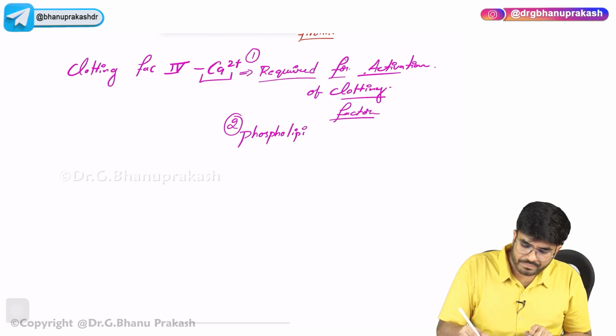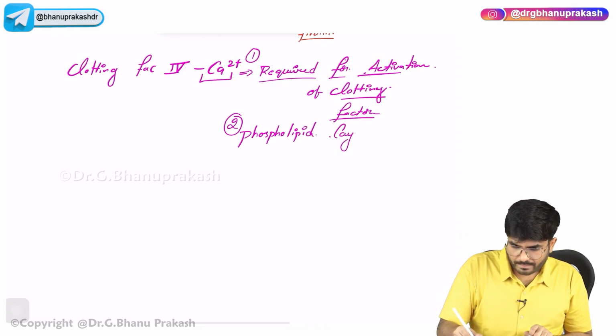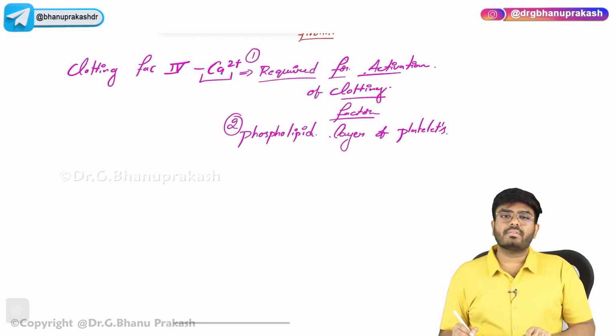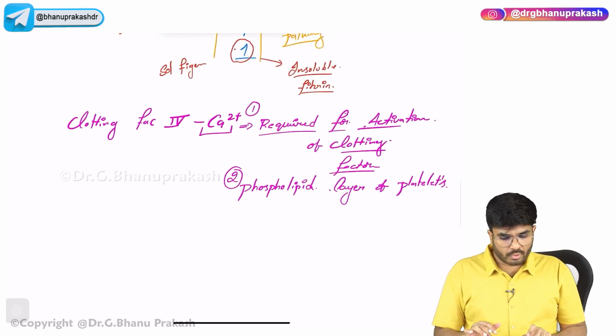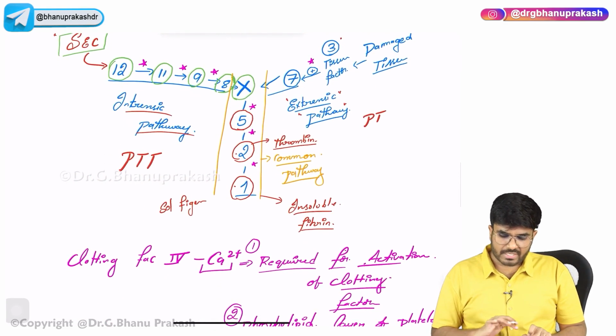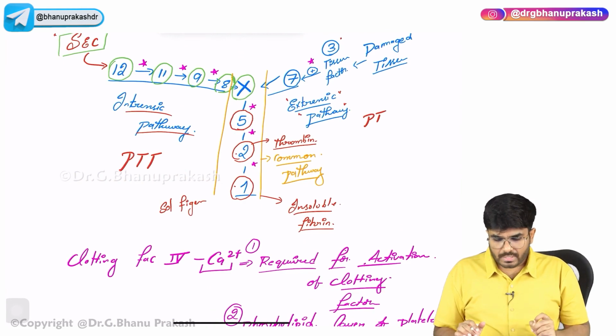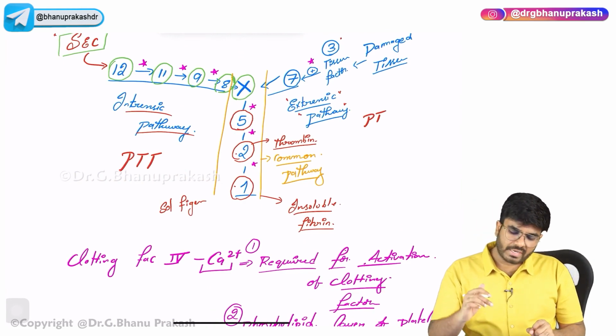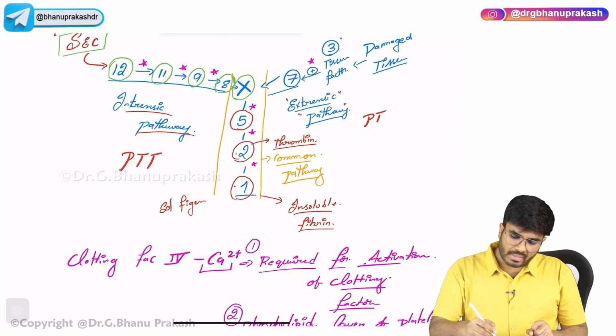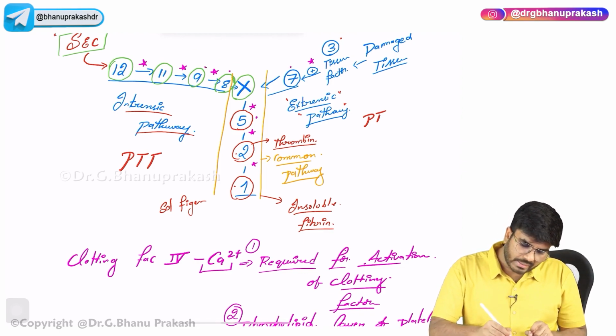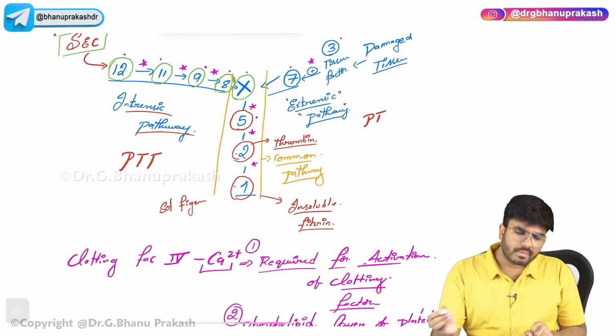Phospholipid layer of platelets. So these things are required. So the fourth clotting factor is nothing but calcium. I have shown you calcium is required. Now, who else is missing? 1 is there, 2 is there, 3 is there, 4, then 5 is there, 6 is not there, 7 is there, 8, 9, 10, 11, 12.